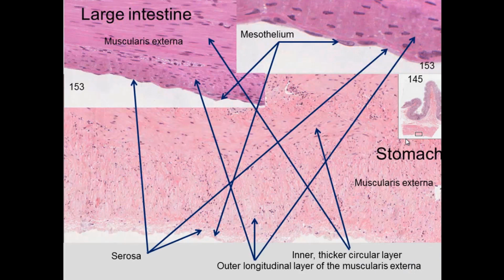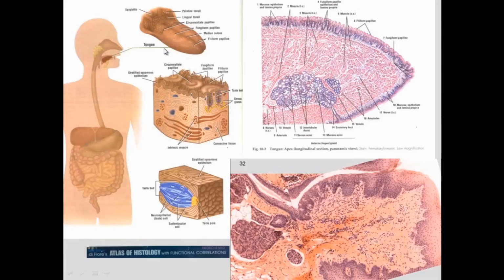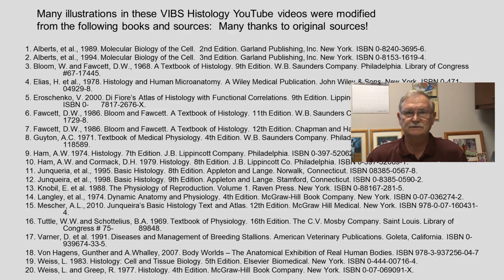Now, if you look at the muscularis externa, you can see the inner layer is circular and the outer layer is longitudinal. You can see that here in the stomach. Also, you can see it in the large intestine there. We want to acknowledge the original sources of figures and diagrams that may be taken from textbooks, and we hereby acknowledge that.